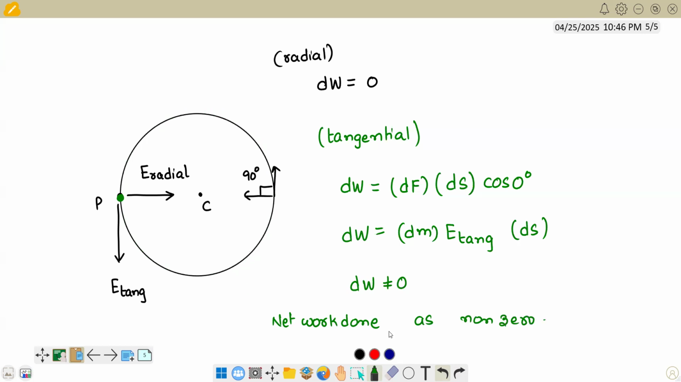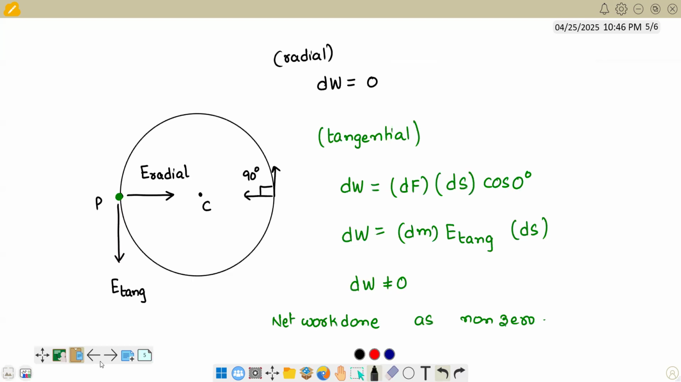Now the question is, what happens if the net work done is non-zero? If the net work done is non-zero, where the net displacement is zero, that field is called a non-conservative field. We know gravitational field is a conservative field. Since gravitational field is conservative, the net work done over any closed loop must be equal to zero.